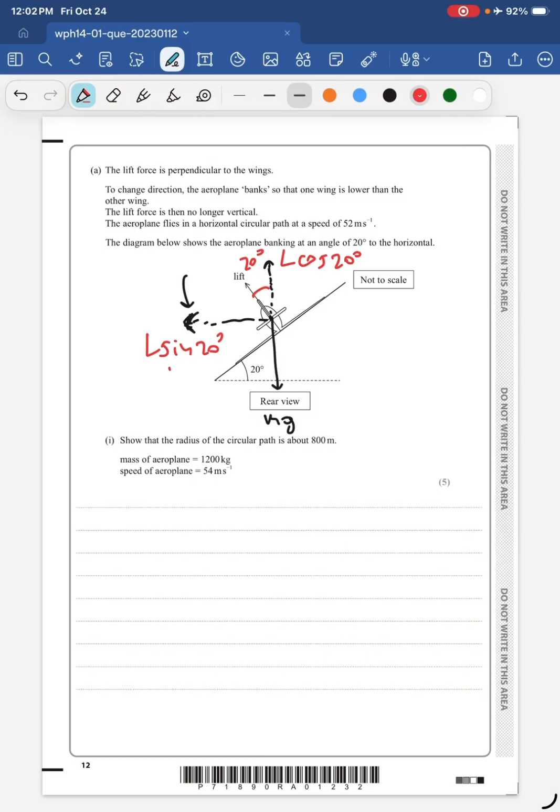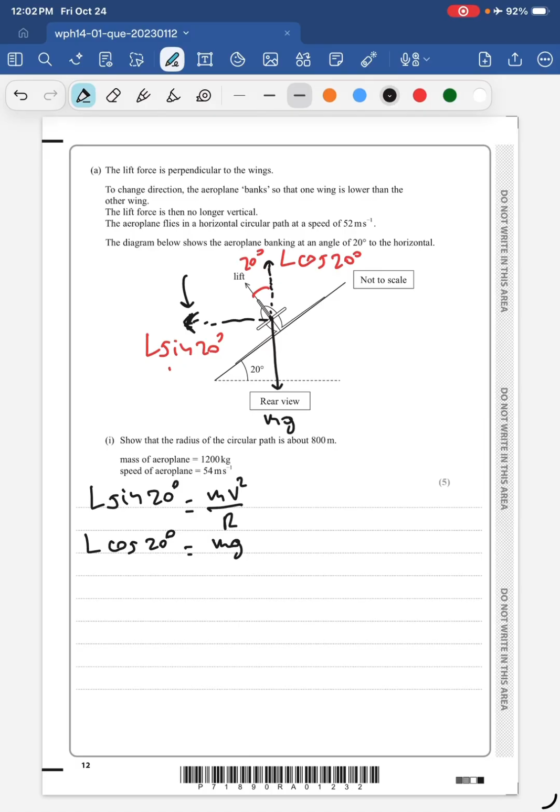And the L sine 20 degrees plays the role of the centripetal force. So L sine 20 degrees is going to be mv squared over r, right? And then L cosine 20 degrees will cancel the weight, so it's going to be m times g. How do we know that the weight is cancelled? Because the aeroplane just moves in a horizontal circle. It doesn't move up. Therefore, in the vertical direction, there are no forces.